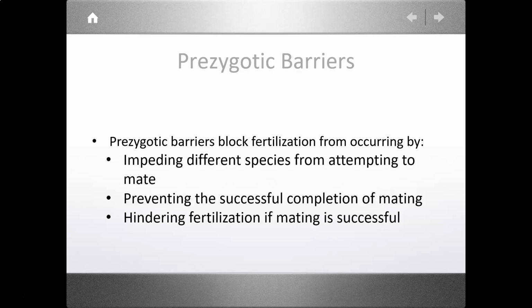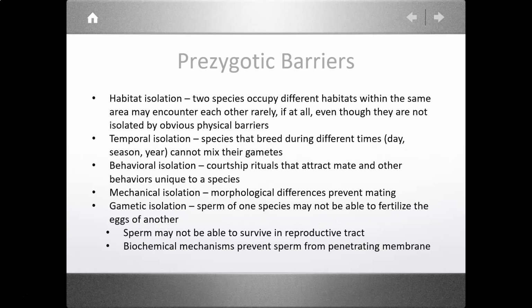It can be impeding different species from even attempting the act of mating. It may prevent the successful completion of that mating, or just may hinder the fertilization even if the mating act is capable of happening successfully. So a lot of times we're talking about things like this. So habitat isolation, for example.